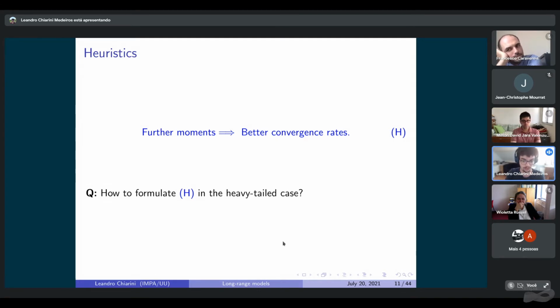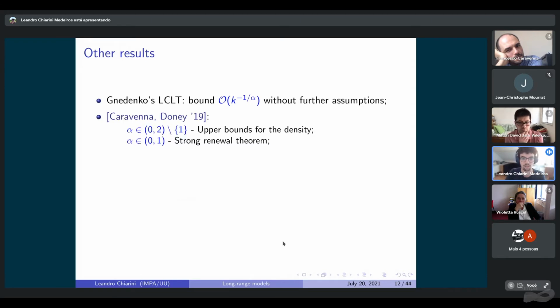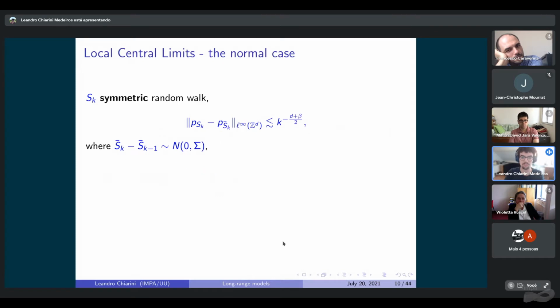Before I talk about how we solve this, just a few results in the area. Again, Gnedenko's local central limit theorem shows that you can get a bound that is at least of order k to the -1 over alpha, without any further assumptions. More recently, there are results by Caravenna and Doney, who give upper bounds for the density, so not the difference. Instead of looking at this difference here, they look at the density itself, not comparing to the stable distribution.